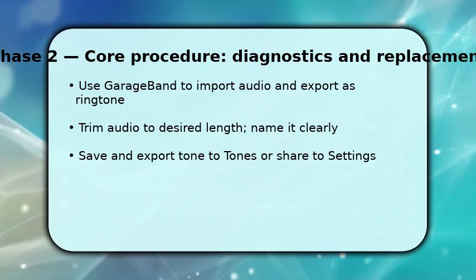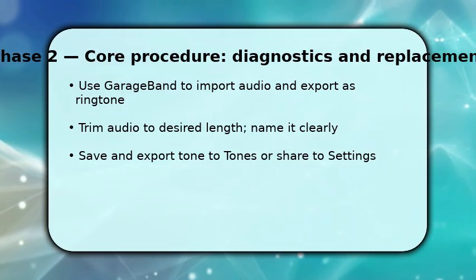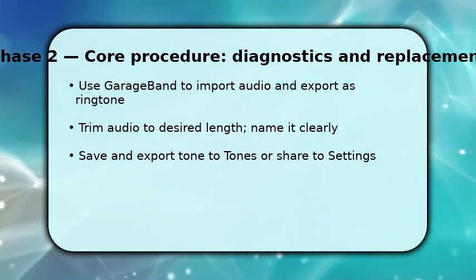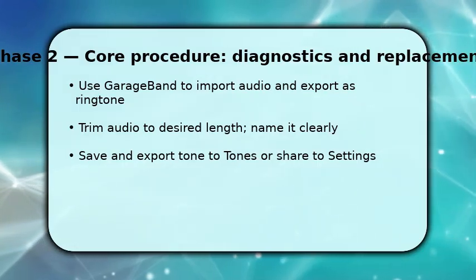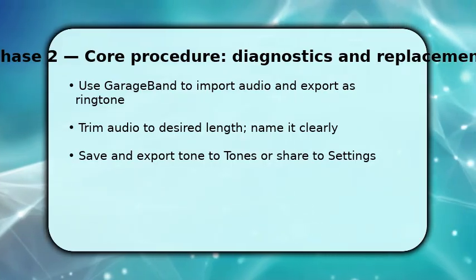You do this because iPhone requires ringtone format. Once in GarageBand, trim the clip to the needed length and set tempo if required. Make sure the start point is correct. Then choose Share, select Ringtone, and export with a clear name so you can find it.